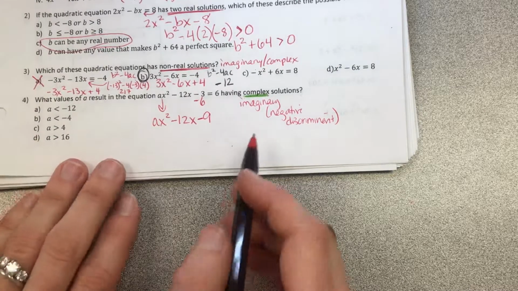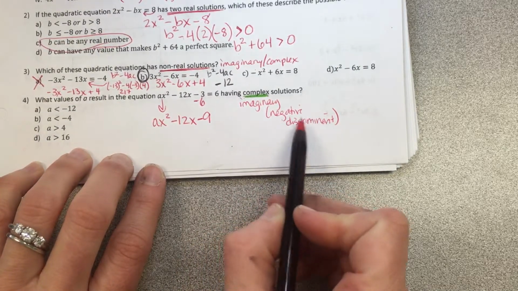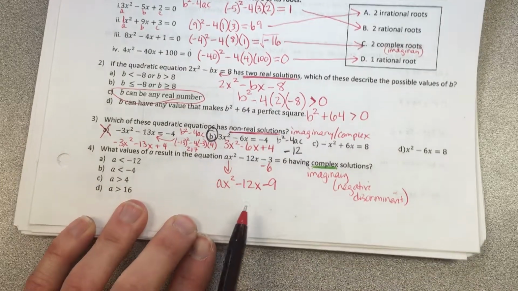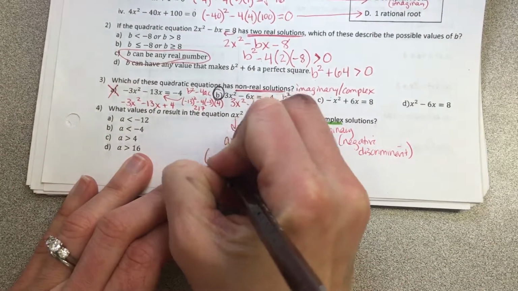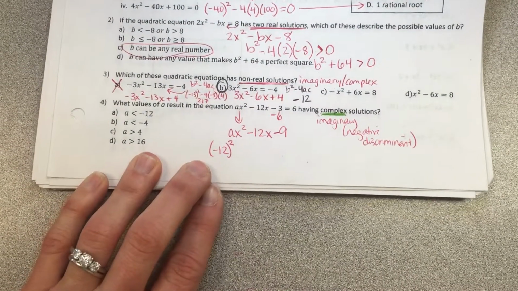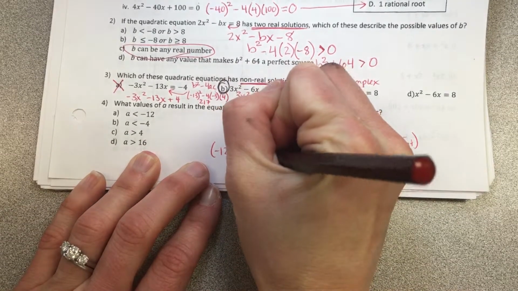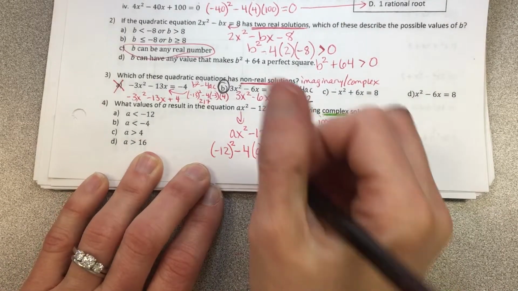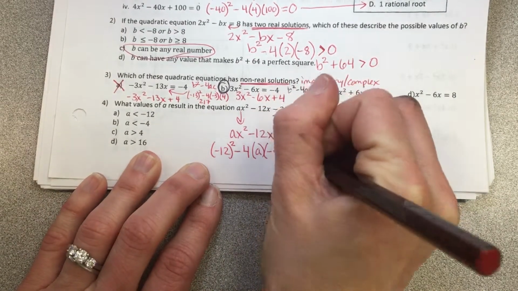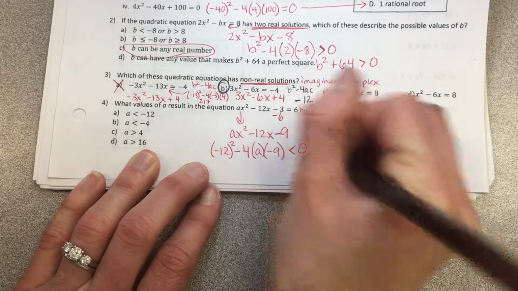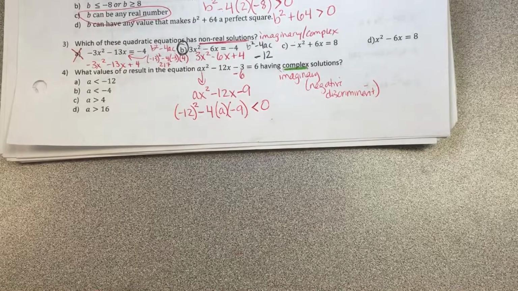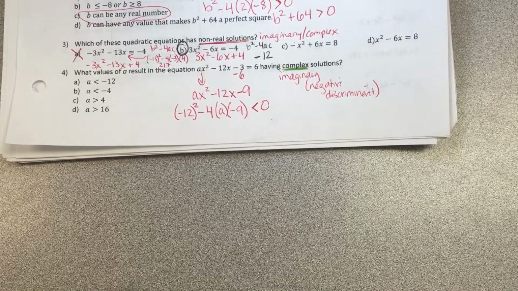Okay, so remember, we want a negative discriminant. Remember the formula for discriminant is b squared minus 4ac. What is our b value on this one? Okay, so negative 12 squared minus 4. Do I know what a is? I'll put an a because they wrote an a. What's my c? Okay, and I need this to be less than 0. What does less than 0 mean it has to be? Negative. Okay, so it's got to be less than 0.